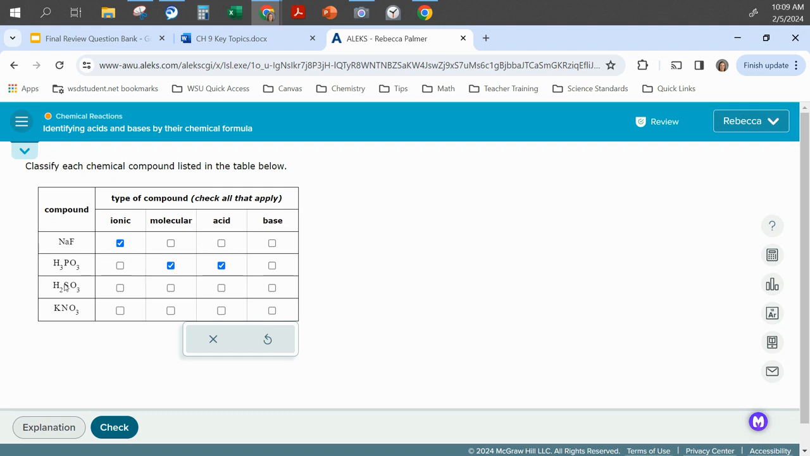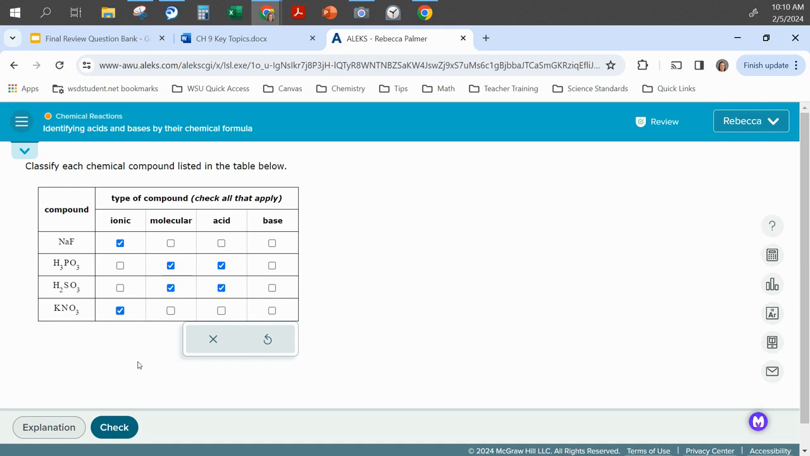Okay, is this one on here? No. This one also has the hydrogens at the beginning. If it has hydrogens at the beginning, that's going to be an acid. It doesn't have any metals, so this one's going to be molecular. Okay, this one has potassium at the beginning. Potassium at the beginning means it has a metal, and then that group of elements is nitrate. This group has a negative charge, positive and negative charge, so this is ionic. It's not an acid or a base.